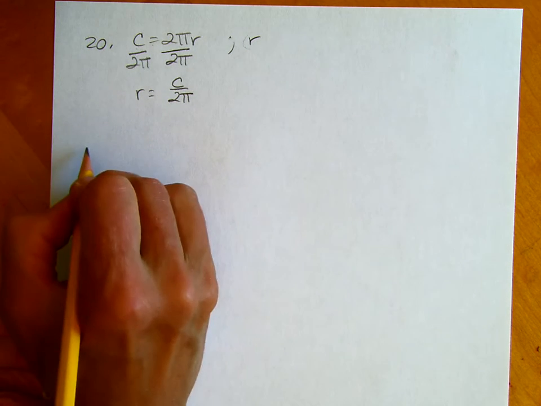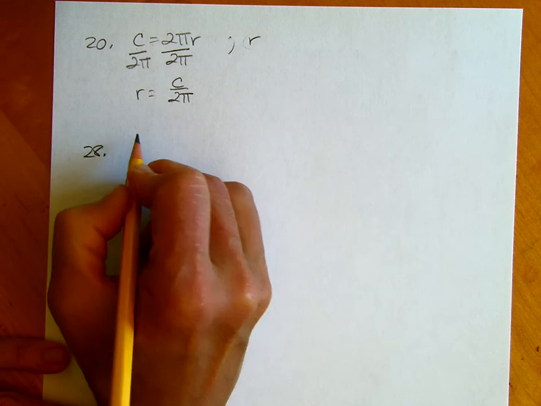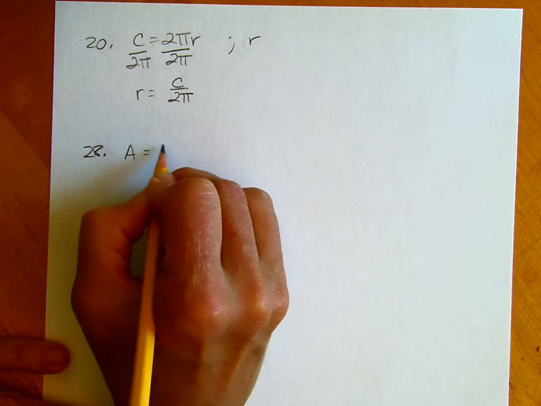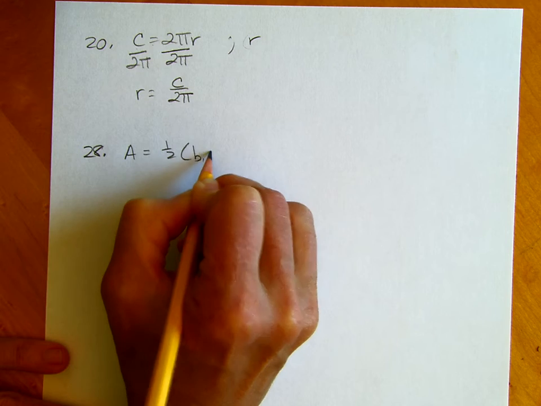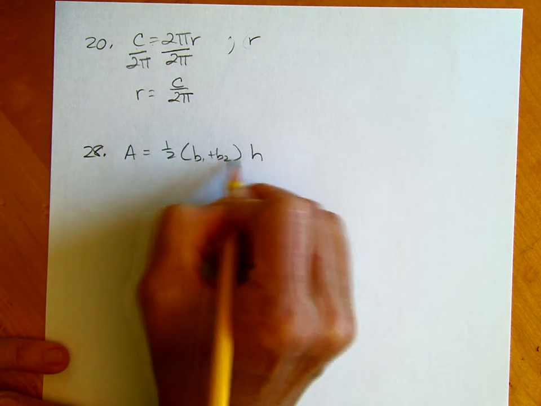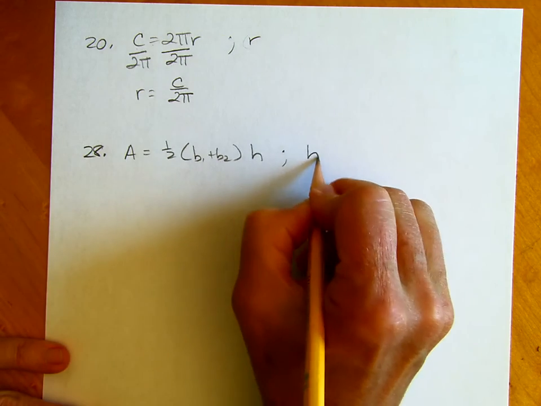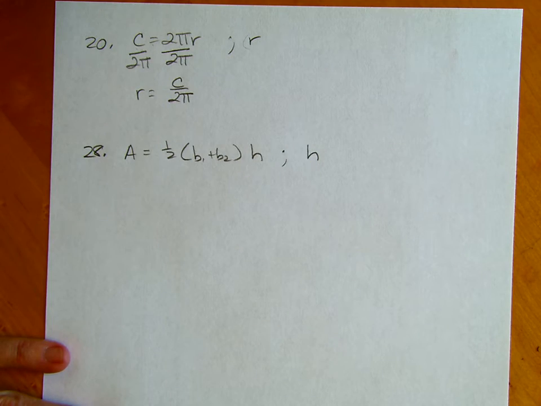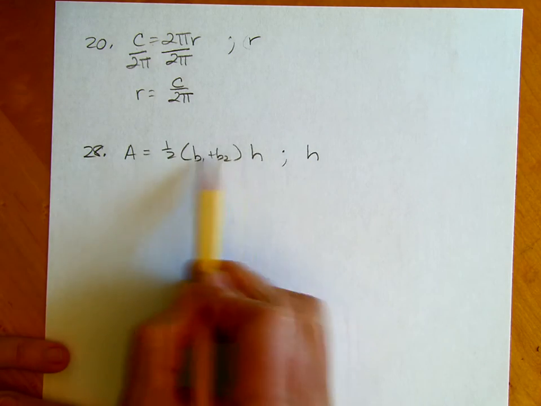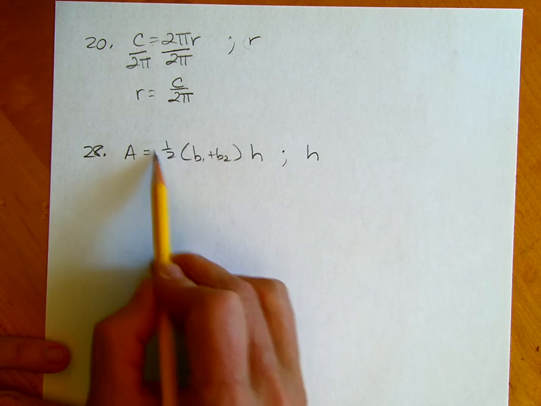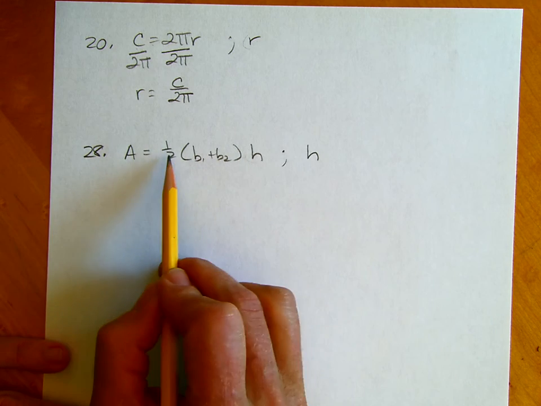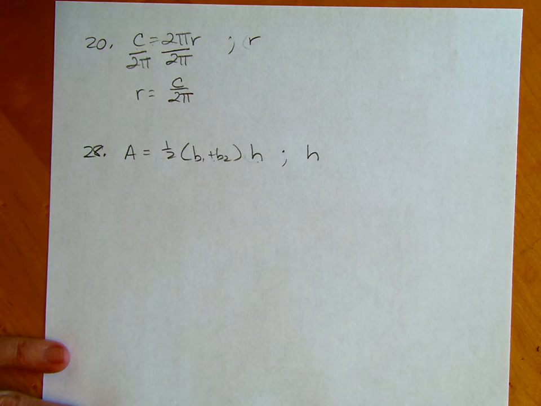Here is the area for a trapezoid. That's a little more complicated. Area is 1/2 the sum of the bases times the height. And in this case, I'm trying to get the height by itself. So I have a product going on here. I have this times this times this, an x times a y times a z, if you will. And I need to get z by itself.